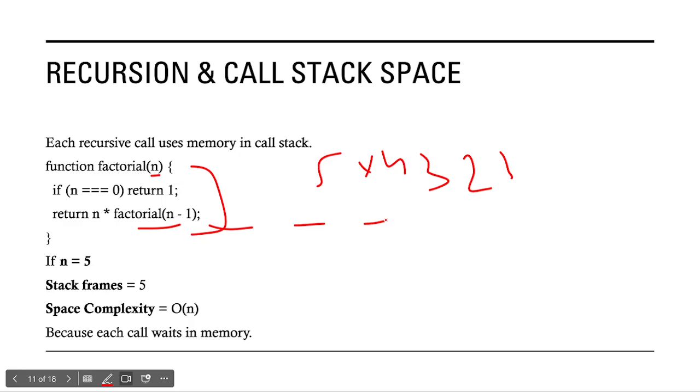So all these function calls stay in memory. If n is equal to 5, there are 5 function calls. The first one is this, second one is this, third, fourth, and fifth for the 1. So that means the space complexity is Big O of n. So recursion always uses stack space. If n is 5, then the stack is 5, and the space complexity is Big O of n.